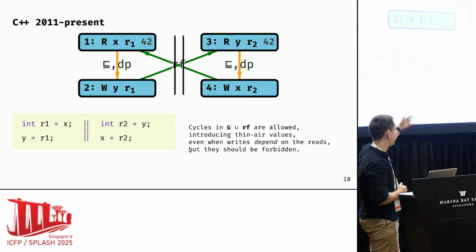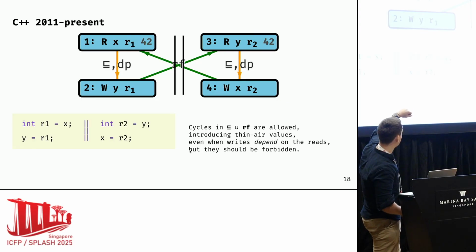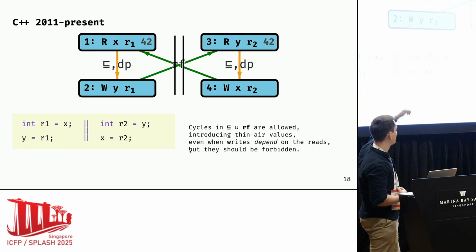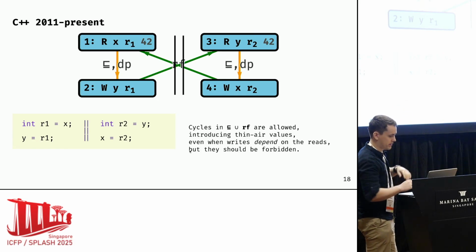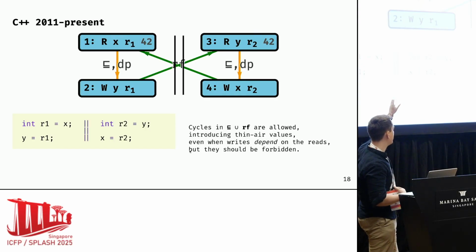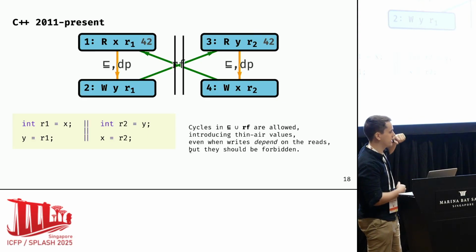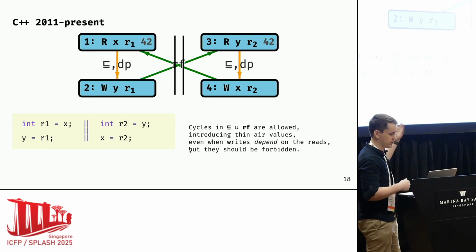And these thin air values can happen even when writes depend upon these. You see these orange arrows because we're taking the values from R1 and R2, but they're supplied also by these. So these shapes should be forbidden. And disallowing these thin air executions while still allowing compiler optimizations is the crux of the issue. And this is what we'll be solving.